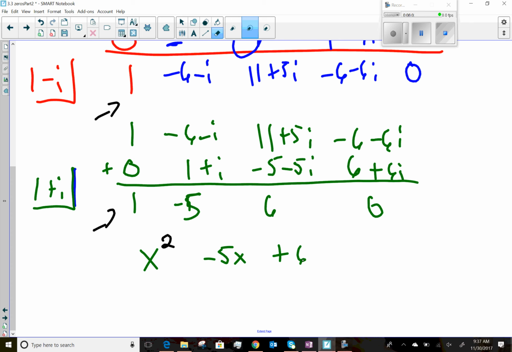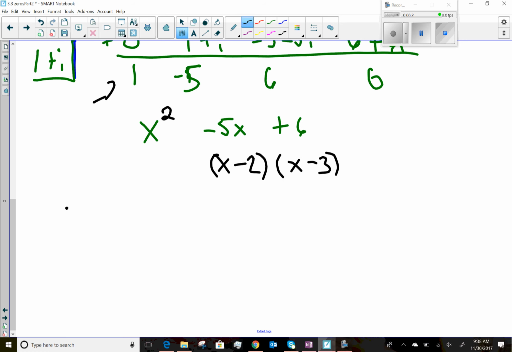So what are the factors of 6 that add up to -5? That'd be x minus 2, and then x minus 3, right? Because minus 2 times minus 3 is 6, and then minus 2 plus minus 3 is minus 5. So those are our two factors.